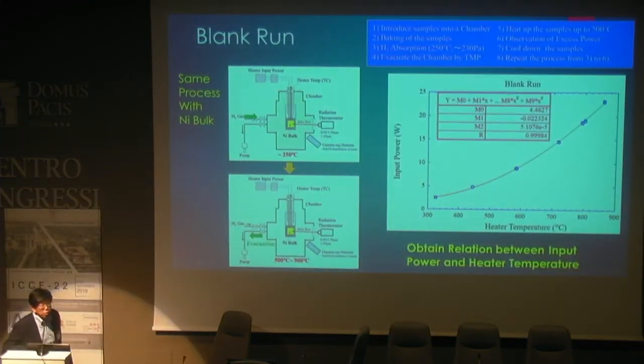Before the experiment, we perform a blank run for calibration, with exactly the same process but with nickel bulk instead of multilayer. And we get this kind of calibration curve. For example, if we input 10 watts to the samples, we get about 600 degrees, and if we input 20 watts, about 800 degrees centigrade.